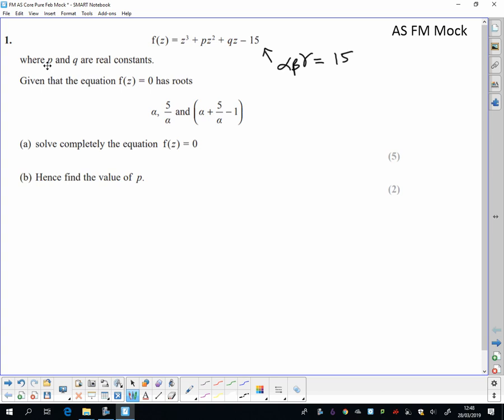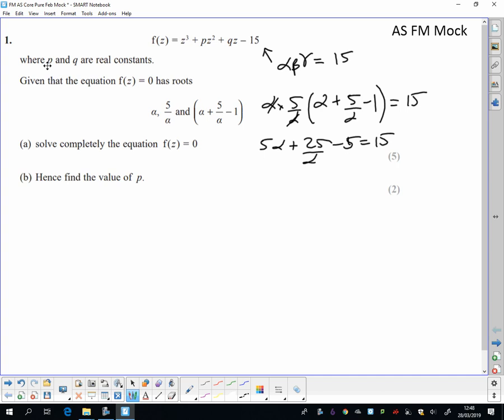So we're just going to take our roots, multiply them together and make them equal to 15. So if I multiply that out, I'm going to get 5 alpha plus 25 over alpha minus 5 equals 15. And now I've got an equation with an alpha on the bottom. I usually like everything on one line to be able to solve it, so I'm going to multiply by alpha, remembering to multiply the other side of the equation by alpha as well.